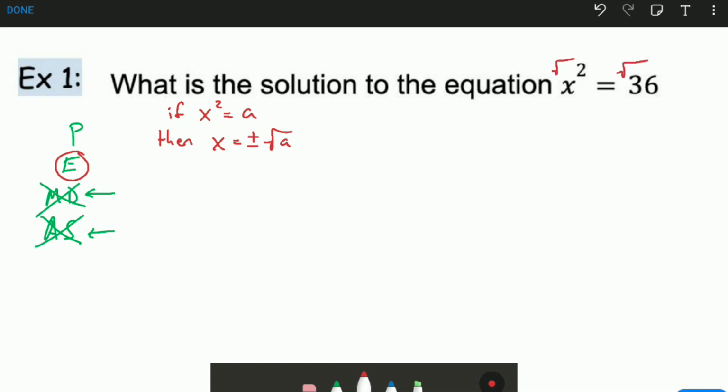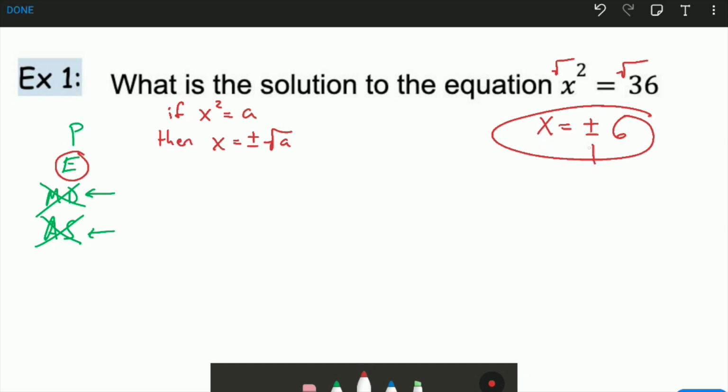Oftentimes you'll hear people say square root both sides. It's not quite the same thing as square root both sides, but that's what the property appears to make it look like. But if we apply this property, we're going to have x equals plus or minus the square root of 36, which is 6. So the solution for this is either positive or negative 6.